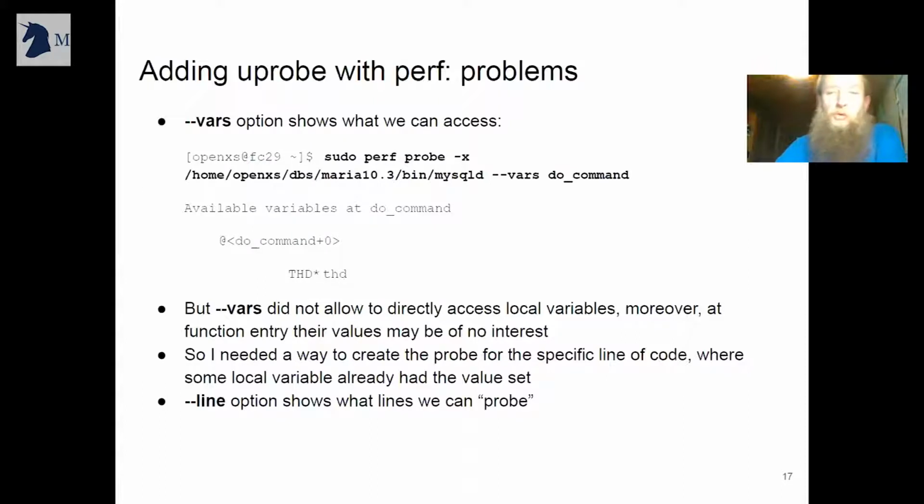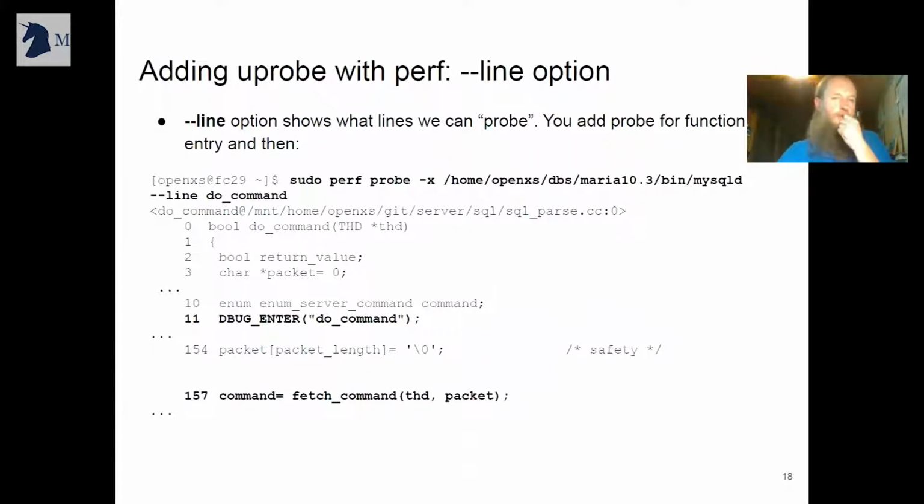There is another option called line, which is quite important. The thing is, you can add a dynamic probe not only to the entry and exit from the function, but almost to every line of the code, every executable line of the code.